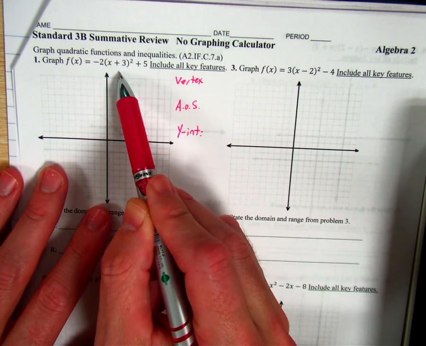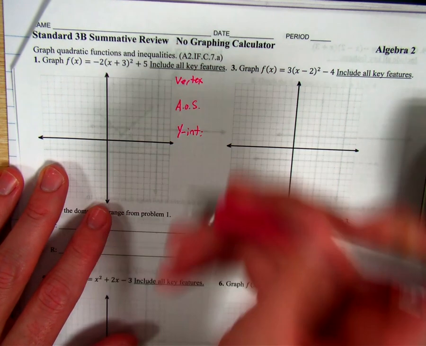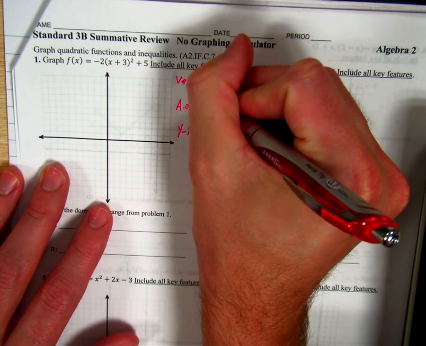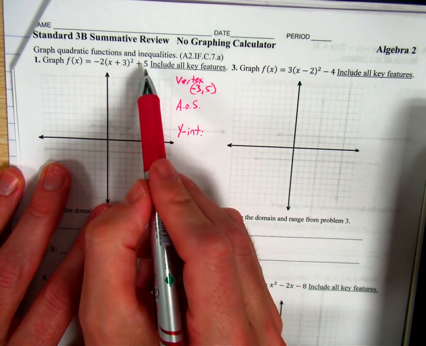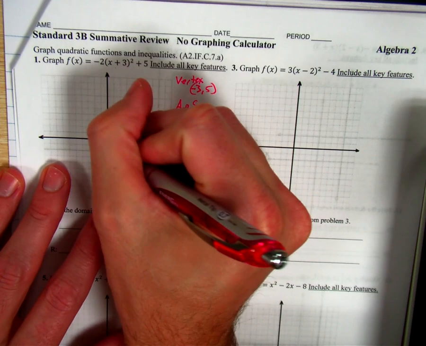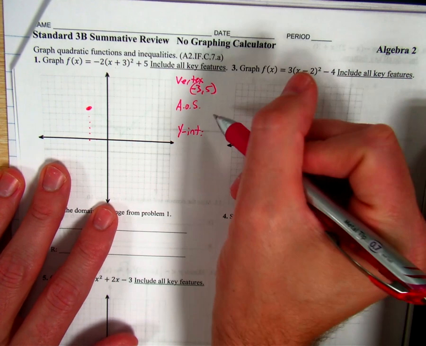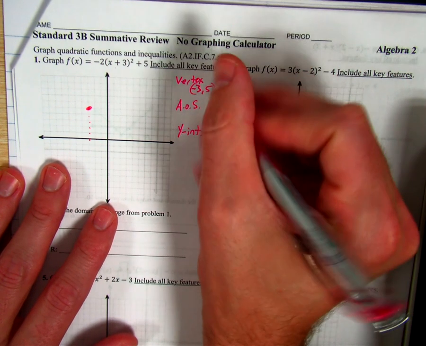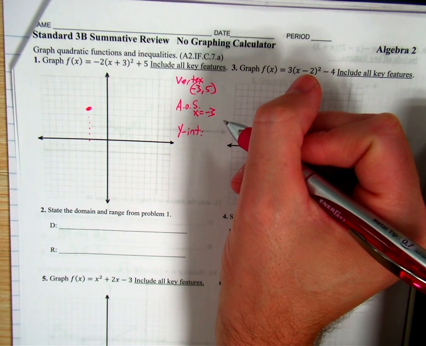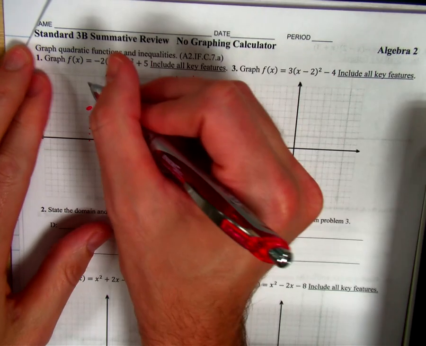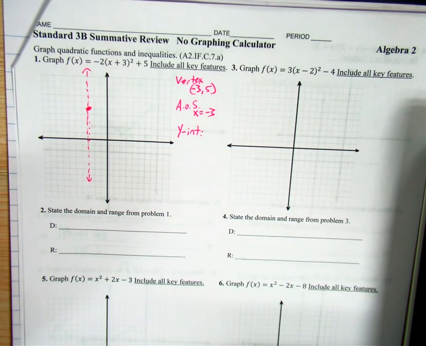Remember, it's opposite, comma, same, just like we had for absolute value. We'll have negative 3, positive 5. Opposite, negative 3, same, positive 5. Okay, your axis of symmetry should match our x-coordinate, negative 3. So draw that axis of symmetry down the middle.